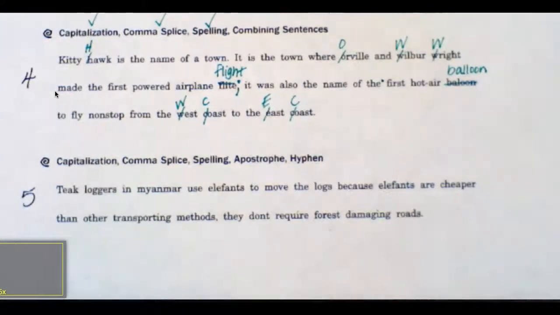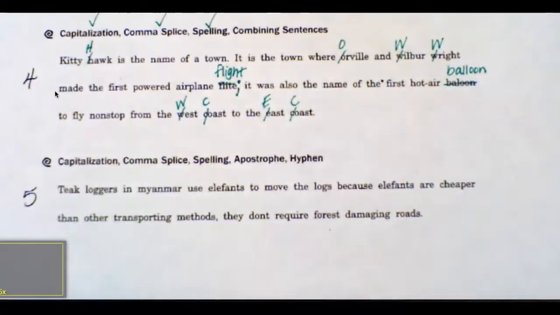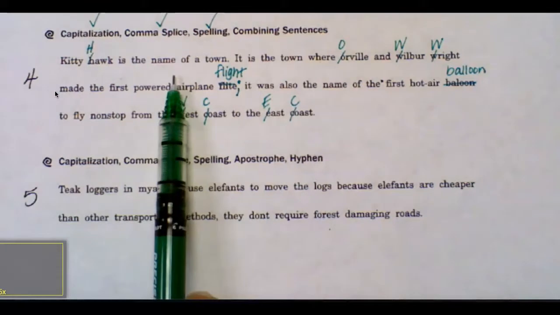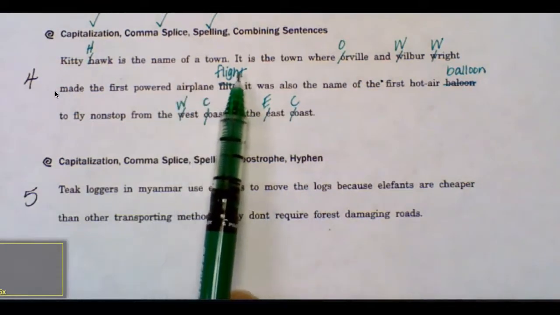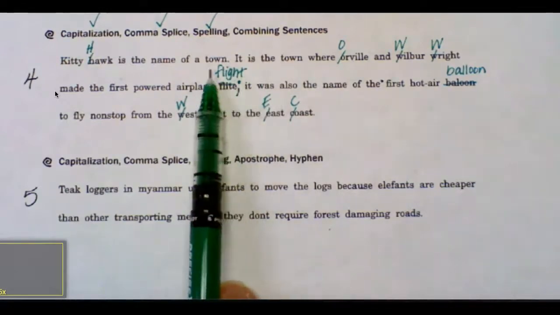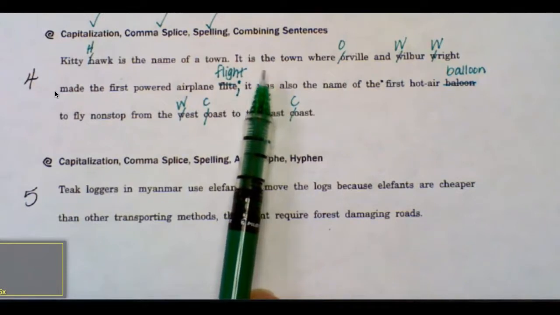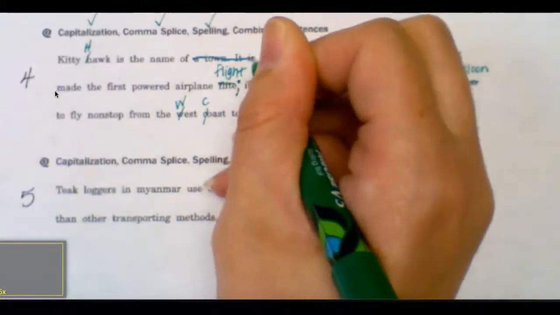And lastly, we can get rid of a redundancy by combining sentences. So as you can see, the first part of our sentence says, Kitty Hawk is the name of a town. Then the second sentence says, it is the town. Okay, it is kind of redundant to say it's the name of a town, it is the town. So we can get rid of that redundancy by combining sentences. So I'm going to cross out a town, it is.